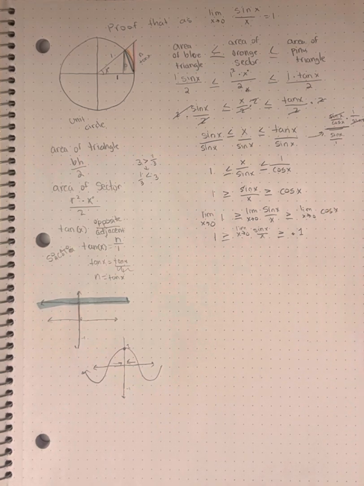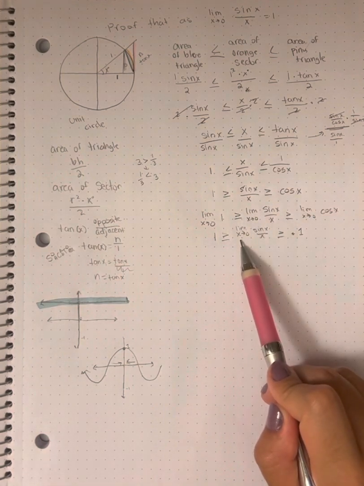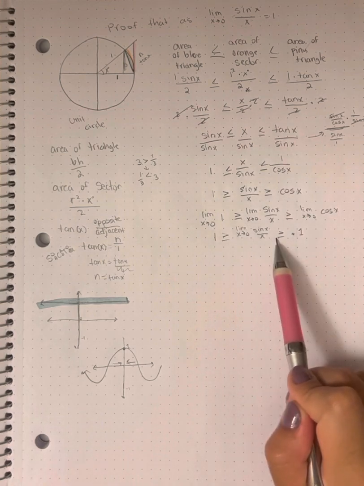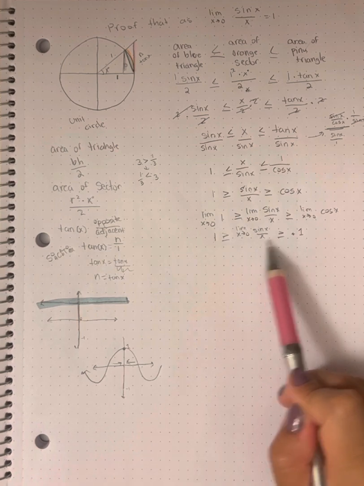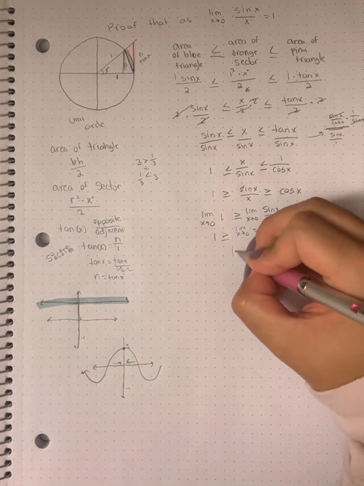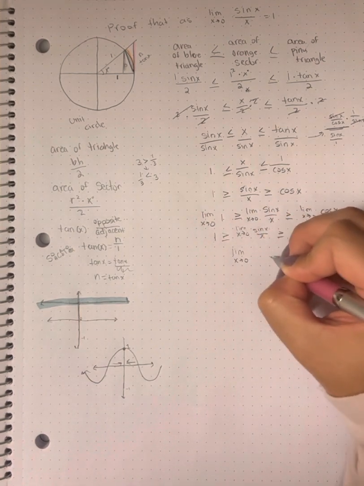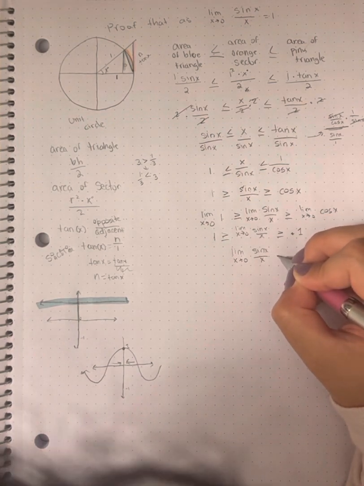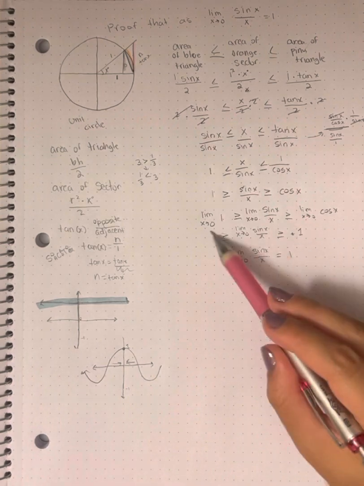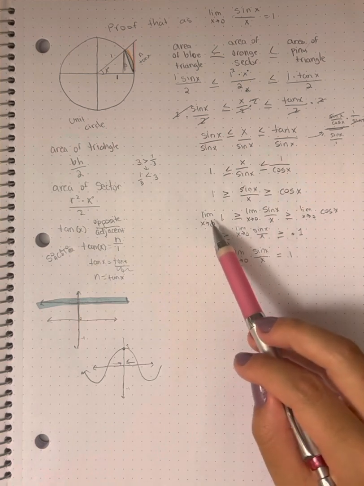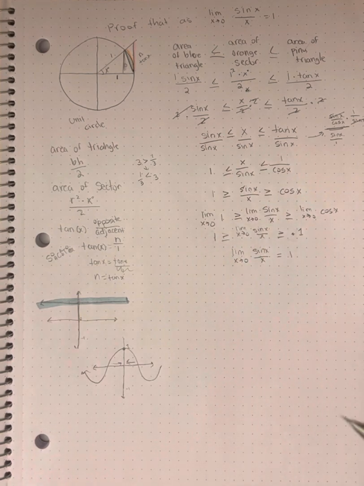Okay, anyways. Let's think about this logically, right? If the limit as x approaches 0 of sine of x over x is less than or equal to 1, but it's also greater than or equal to 1, then that means it has to be 1, right? So this limit as x approaches 0 of sine of x over x has to equal 1 because there is no other option. We could graph this out, and we can see that this is kind of a compressing situation.